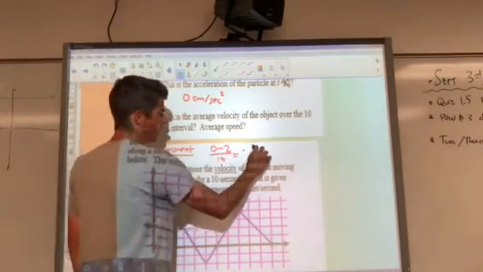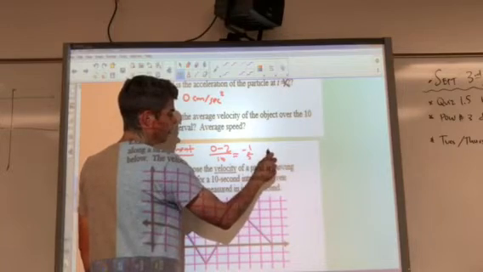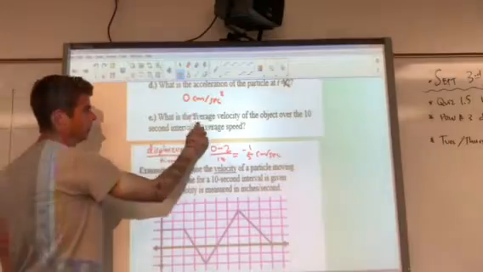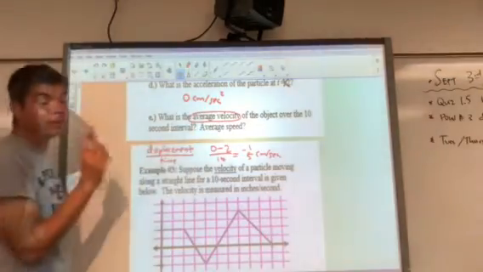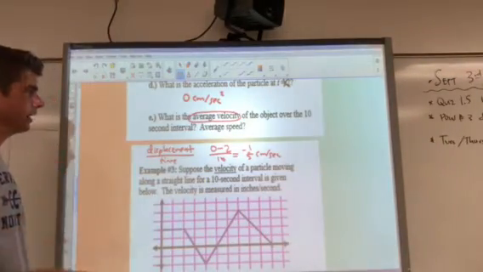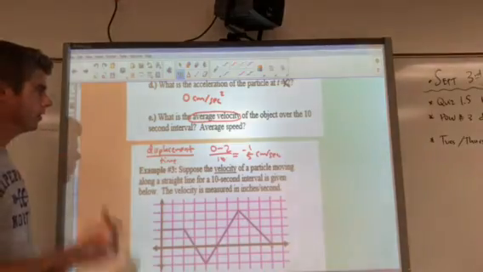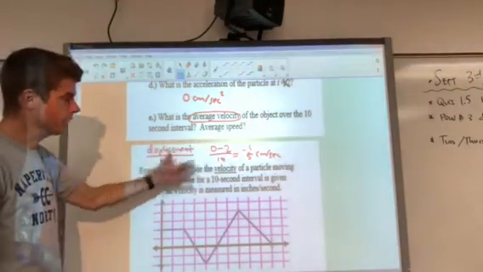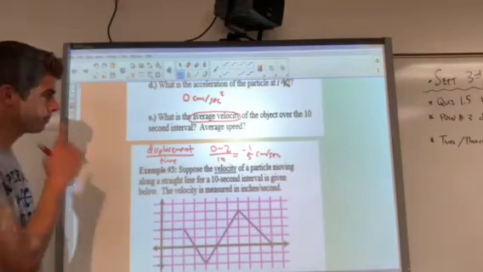So this gives me -1/5 centimeters per second. That is my average velocity. And again, that can be negative. Average velocity can be negative. It's the final position minus the starting position over the time. So -1/5 centimeters per second.